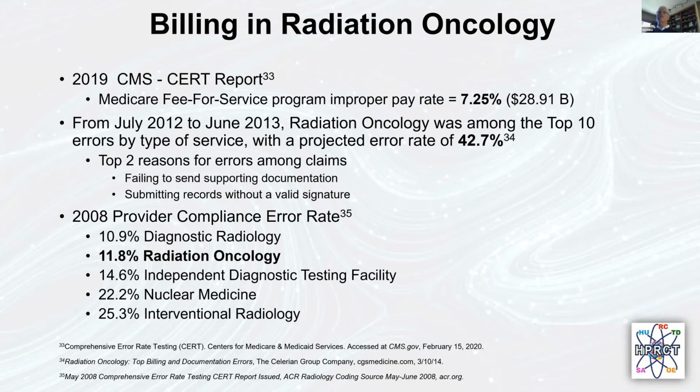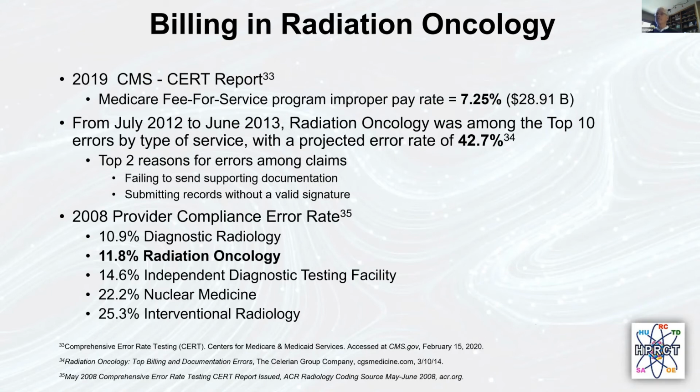But anyway, if we look at this on the billing end, which takes a lot of time because every task done has to have some sort of return on investment in healthcare because that's a business. And the top areas are reporting or failure to send proper documentation and valid signatures. And it looked like in Medicare fee-for-service, it was about 7.25% were wrong billings.